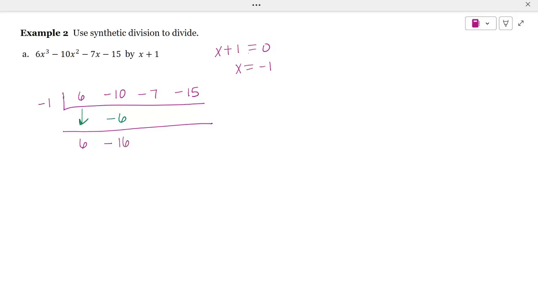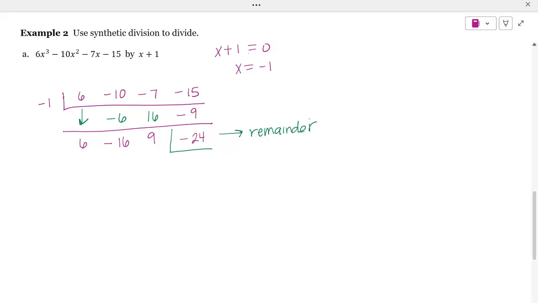Then I repeat the process of multiplying this by this and writing it here. So -1 times -16 is +16. And then I add down, so that would give me 9. And then I multiply this by this, which is -9. And then I add and I get -24. All right, how does this help us? Well, this last part that's sitting here, this is our remainder.